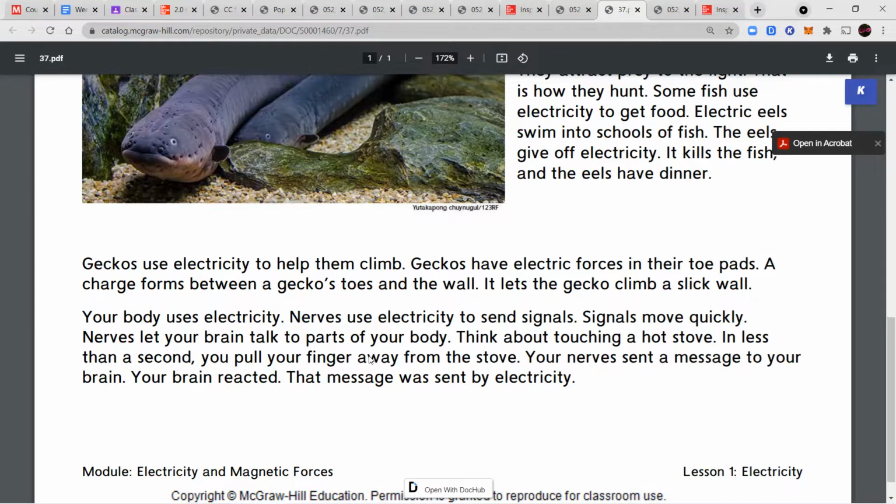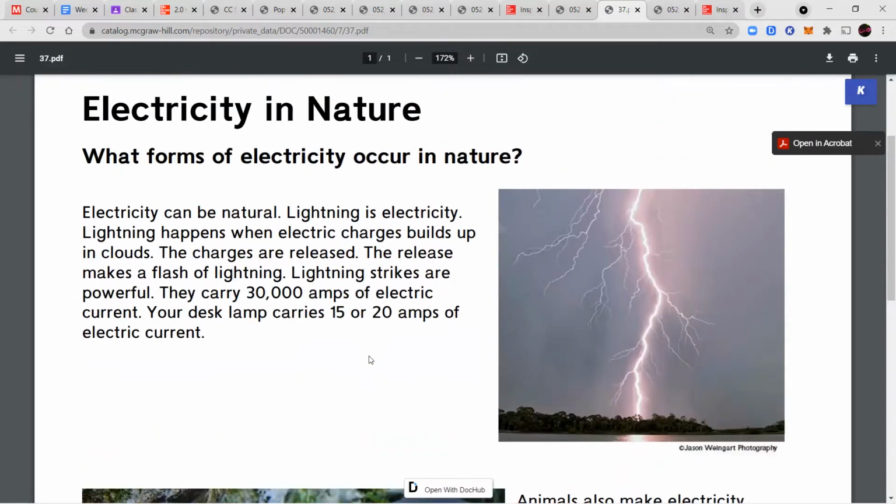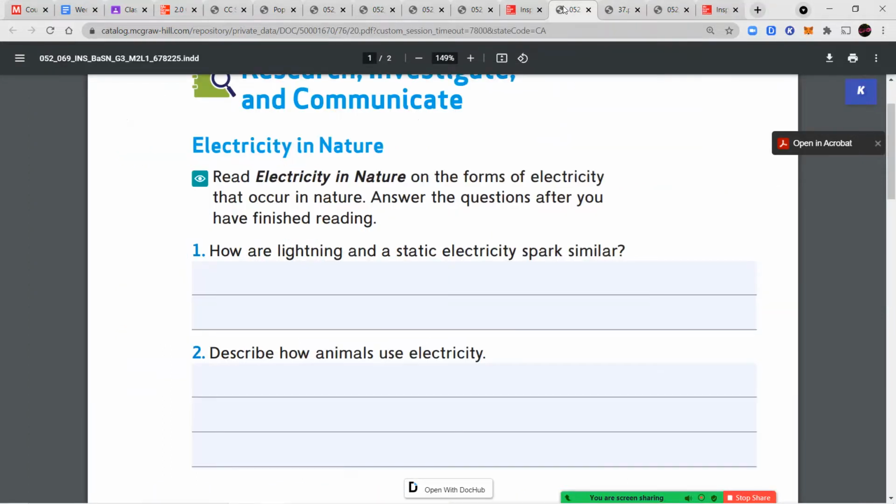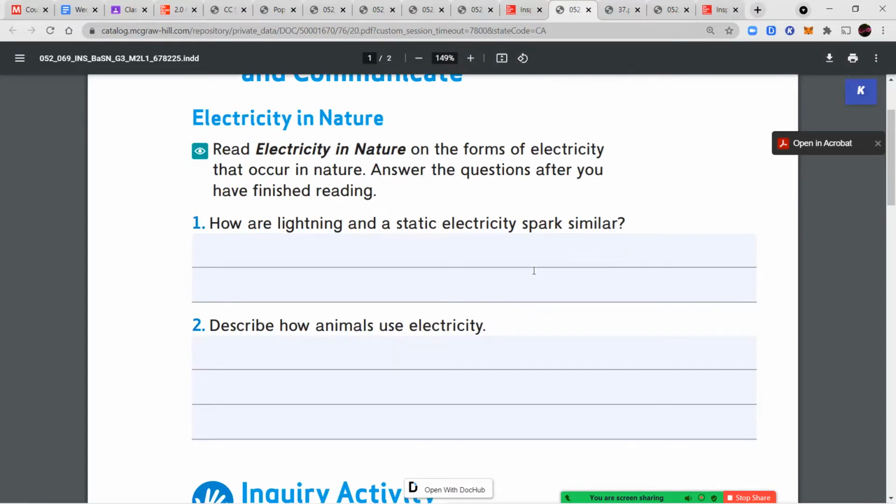Think about touching a hot stove. In less than a second, you pull your finger away from the stove. Your nerves sent a message to your brain. Your brain reacted. That message was sent by electricity. So let's go back to our assignment. How are lightning and static electricity sparks similar? And describe how animals use electricity.